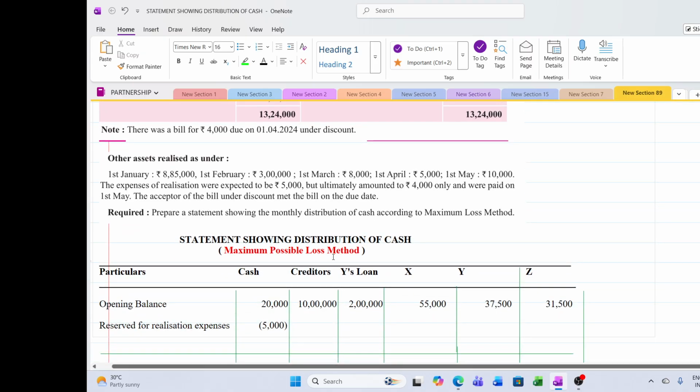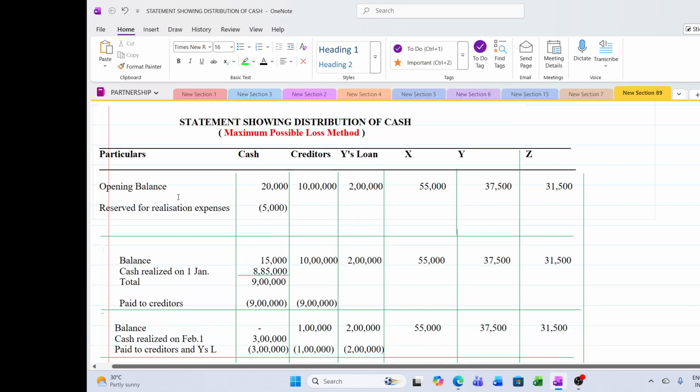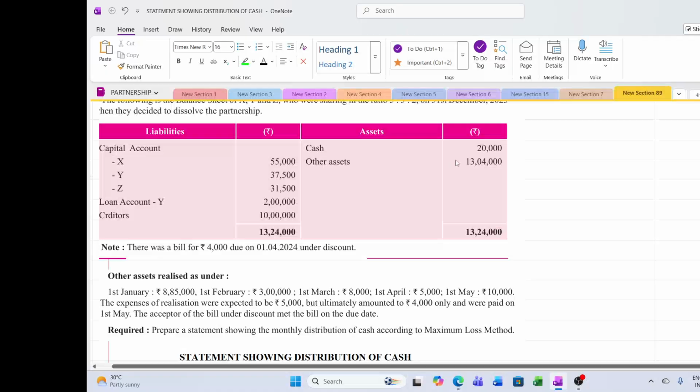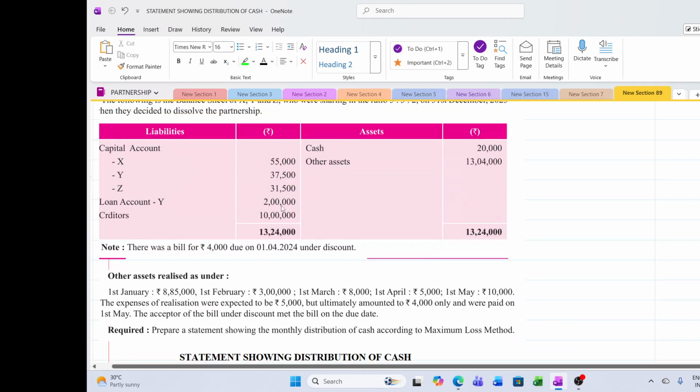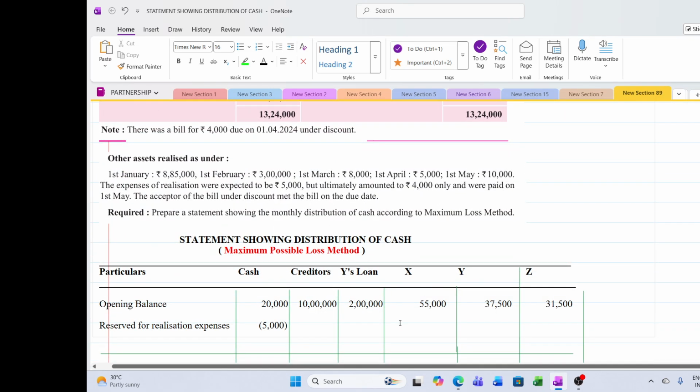So, statement showing distribution of cash. Particulars: the opening balance of cash is 20,000 as per the balance sheet. Then other assets. Creditors, we have to make payment of 10 lakh, and Y's loan account is 2 lakh, and the capital accounts are 55,000, 37,500 and 31,500 due to these partners.